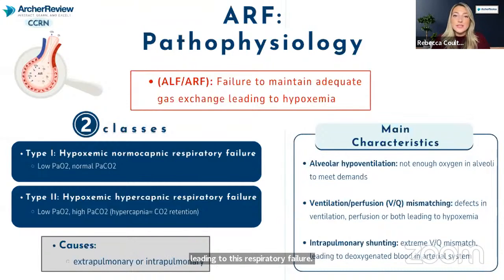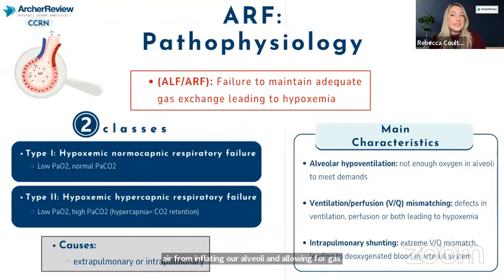The main characteristics of respiratory failure, no matter the cause, we're seeing alveolar hypoventilation. There's not enough oxygen in the alveoli to meet the demands. This is usually due to the presence of fluid or secretions. Something's blocking air from inflating our alveoli and allowing for gas exchange. So we're having alveolar hypoventilation.